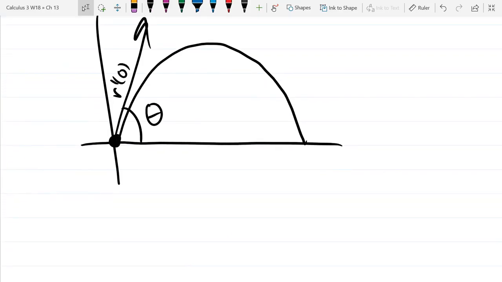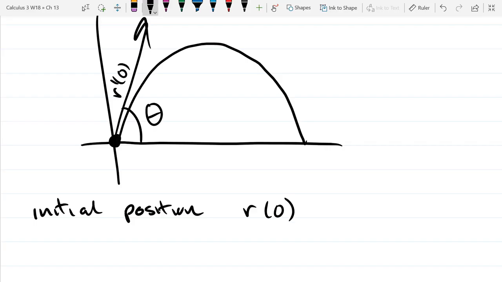Is that a v or an r? Oh, it's an r. Okay. Is it r prime of 0? Yes, that's the velocity, r prime of 0. So initial position, that'll be r of 0. And if we line our axes up like this, it will be 0, 0. If you don't launch from 0, 0, you could just change this around to a, b, or whatever you want to use.